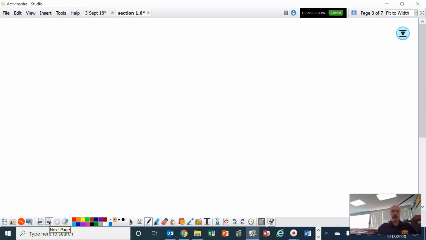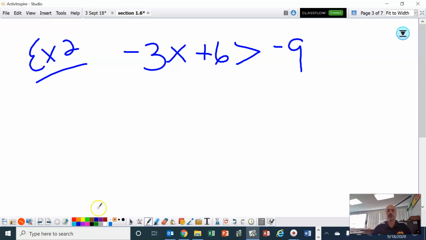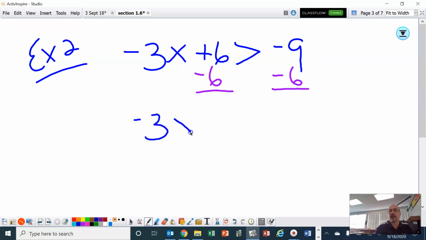All right, the next one, let's see here. Example number 2. Let's say we have negative 3x plus 6 is greater than negative 9. All right, so I want to solve for x. So I'm going to subtract 6. And now I have negative 3x is greater than negative 15. I'm going to divide by negative 3.